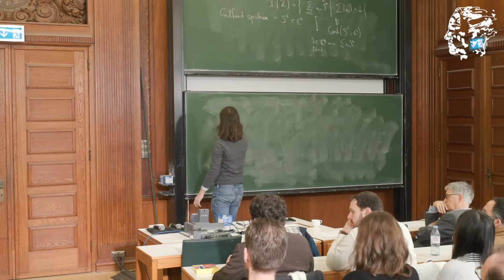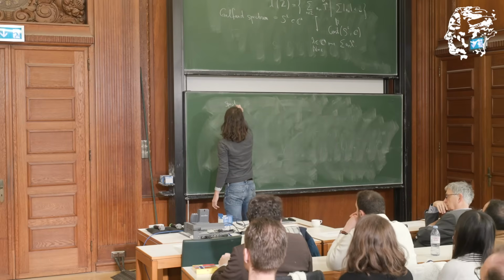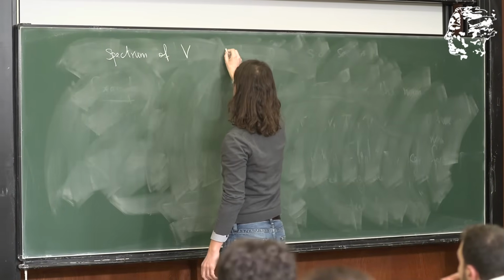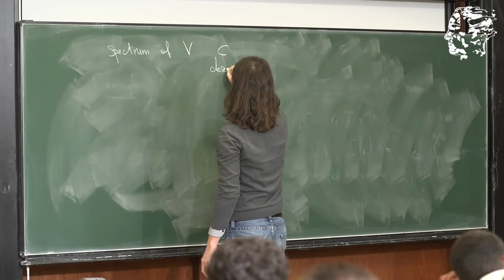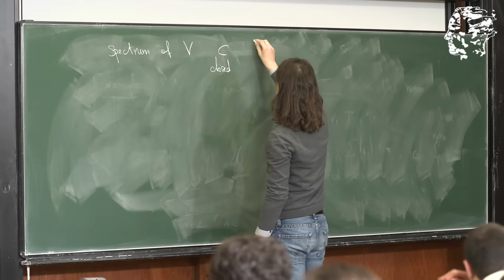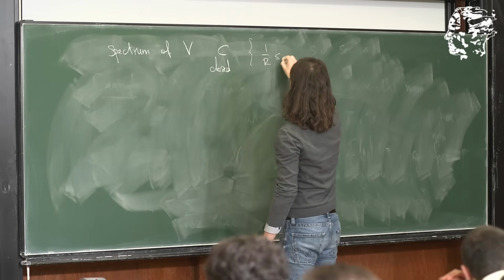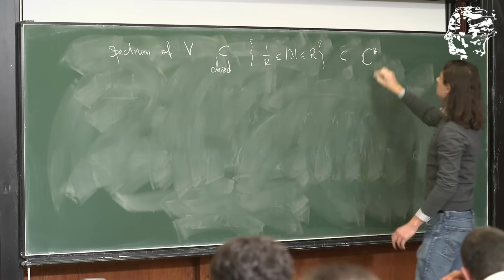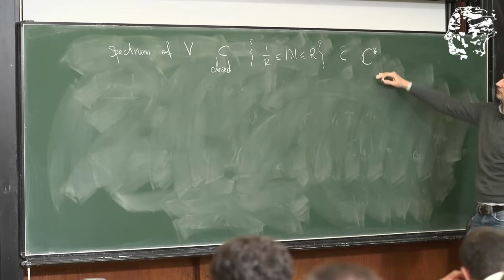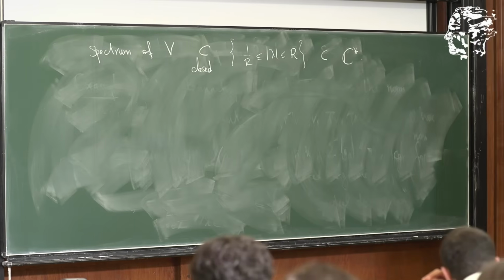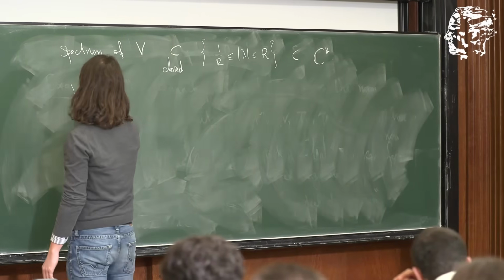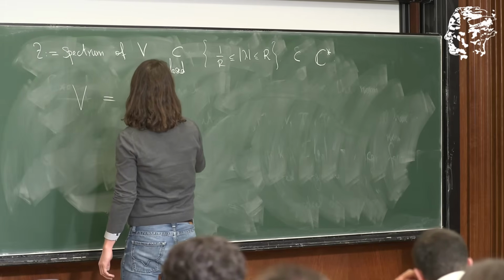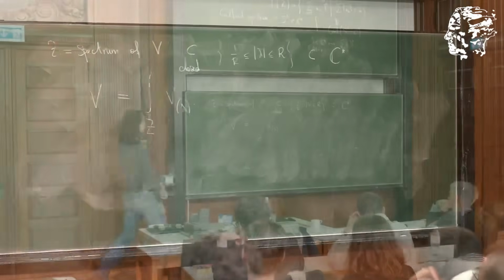All right, and so then, I don't know, so the spectrum of V is then, again, some closed subset of this annulus. And then it's even a closed subset, in fact, of C star. And so same story. So V can again be written as some kind of integral of some kind of eigenspaces in the suitable sense.